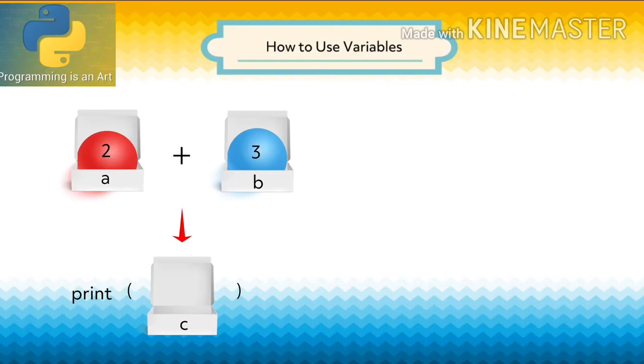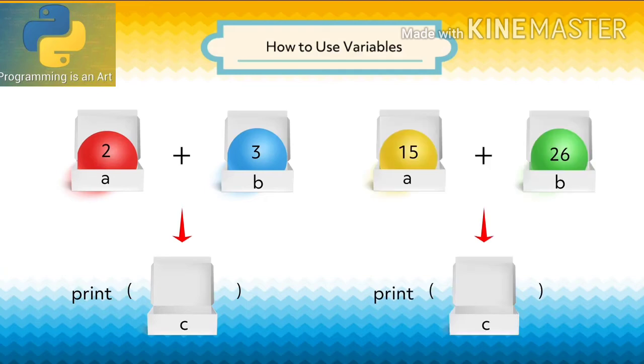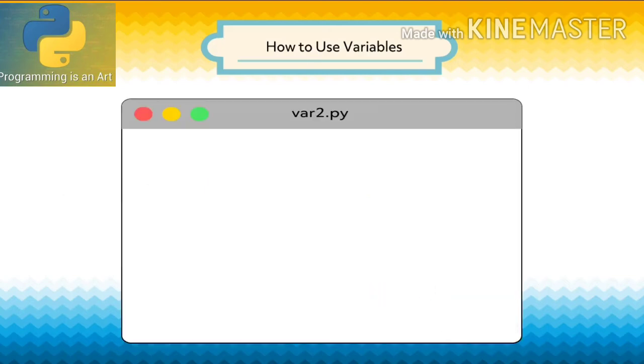So here I'm using two boxes or two variables. A is 2, B is 3. Now I want to print the addition, that is C. In the same way, we can change the value of A to 15 and B to 26. After adding them, you can print that as C. Clear? That means in the first case you get C as 5, but in the second case you will get a different value. Clear?